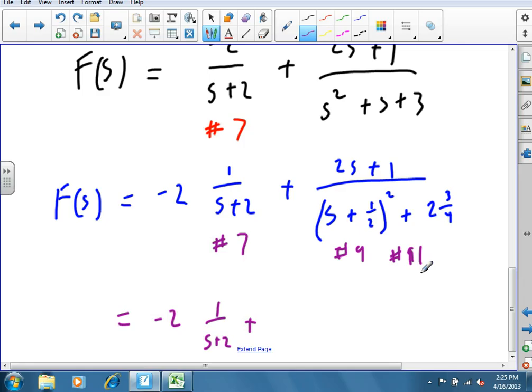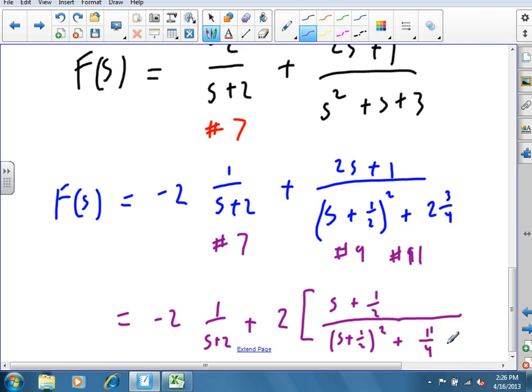So I need an s plus a half on top. Okay, so I'm going to multiply this by 2 times (s plus a half) over (s plus a half) squared plus 11/4. Alright. And now I look at number 11 again, and I'm in the right form for number 11.